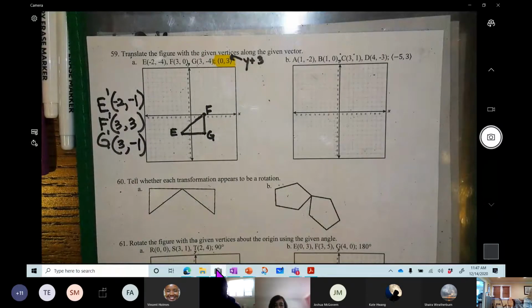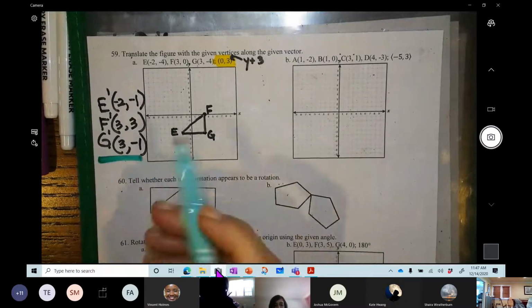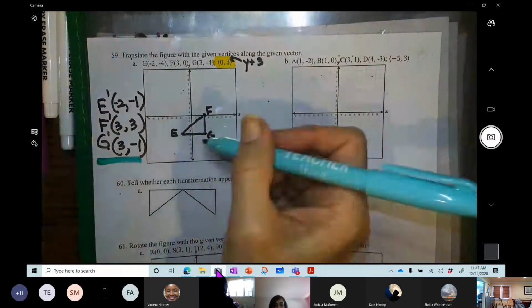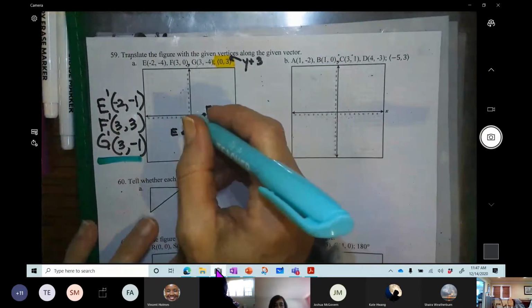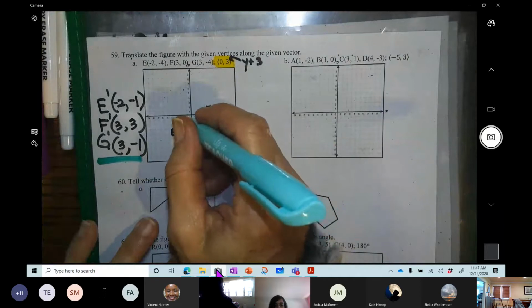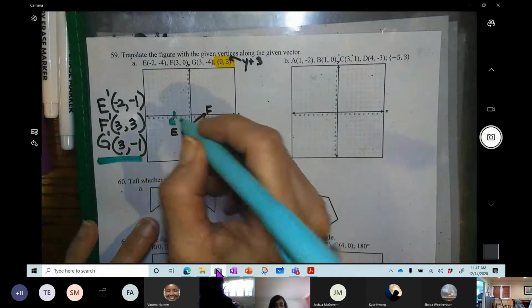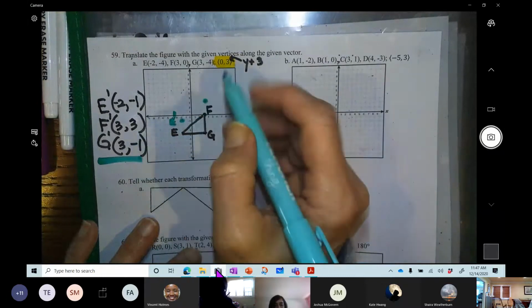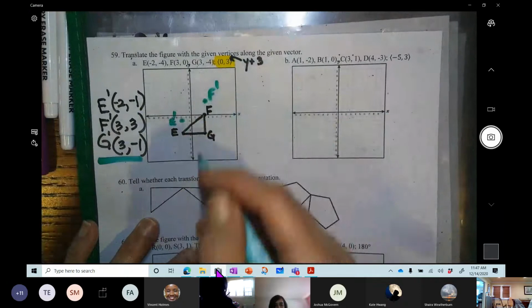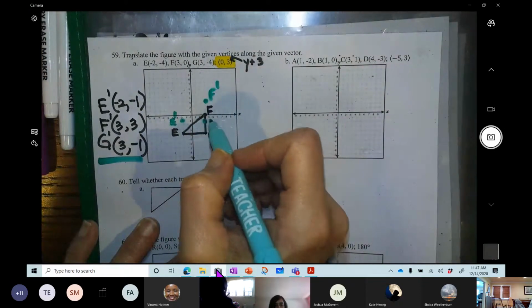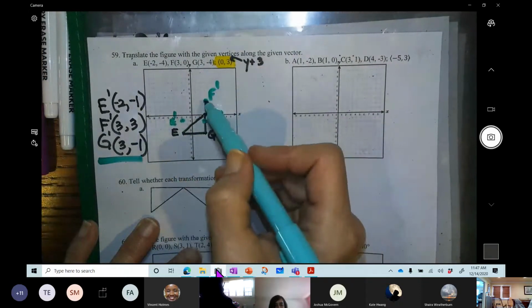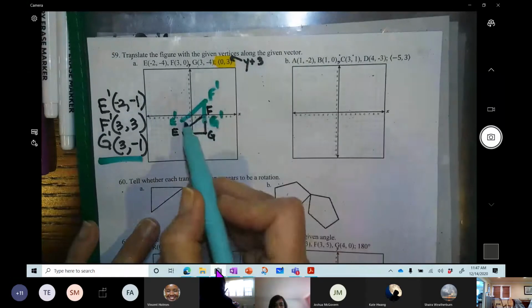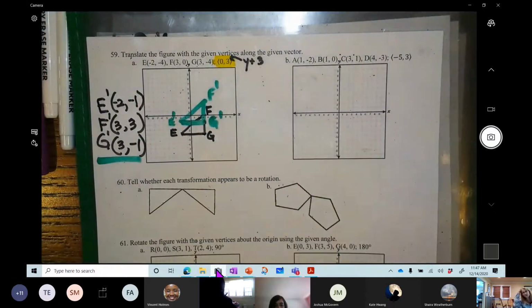Which means now I can do my other color here for the second one and translate. -2, -1 is E prime. 3, 3 is F prime, and then 3, -1 is G prime, and for sure, when you connect it, it does look like a translation 3 up. So you should be able to do all aspects of that.